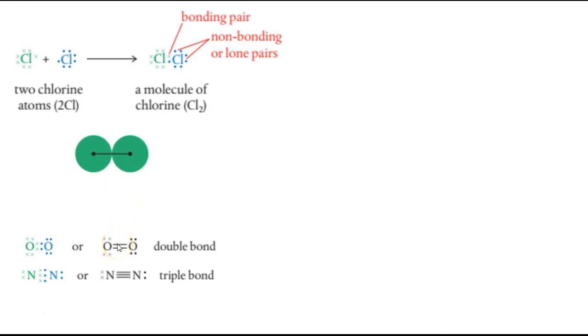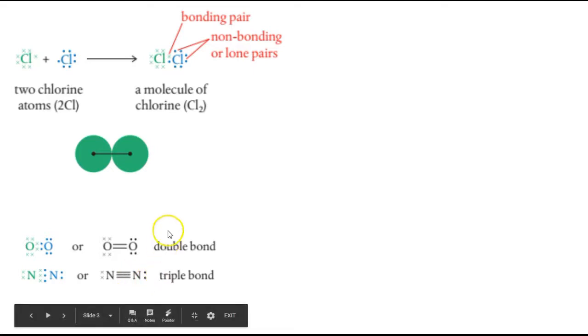Now oxygen needs 2 more electrons each to get to noble gas configuration. So they're going to do a double bond where they share 2 pairs of electrons. And nitrogen, since it needs 3 more electrons, is going to share 3 pairs of electrons, forming a triple bond.